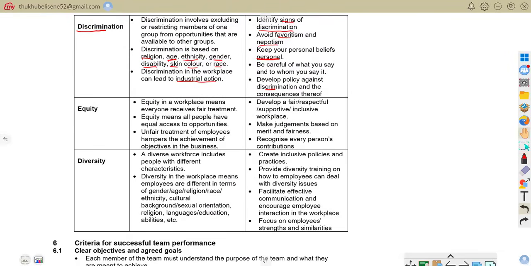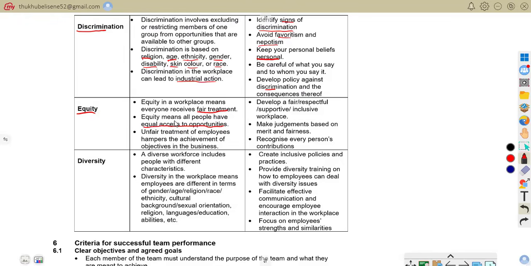Now we are on equity. As it says, equity in the workplace means everyone receives fair treatment and equal access to opportunities.